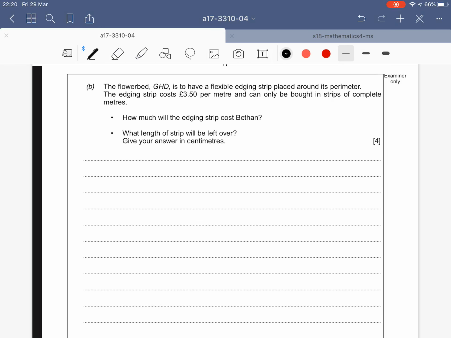Right, the flower bed GHD is to have a flexible edging strip placed around its perimeter. The edging strip costs £3.50 per metre and can only be bought in strips of complete metres. How much will the edging strips cost, Bethan? And what length of the strip will be left over? Give your answer in centimetres. So we need the perimeter. So we've got all the lengths we had, 3.2, the 3.4, and then we worked out that it was 4.7.